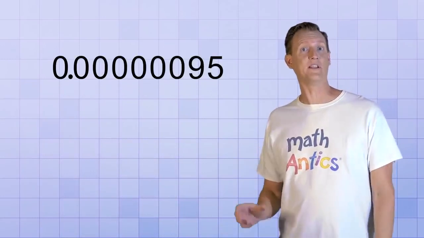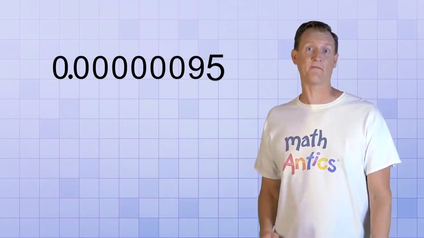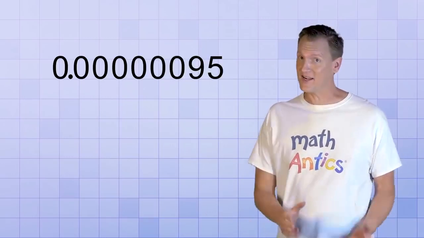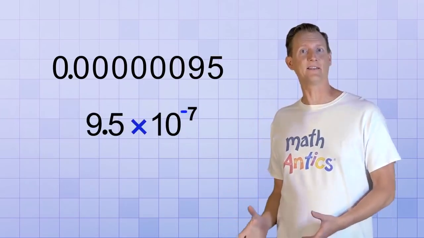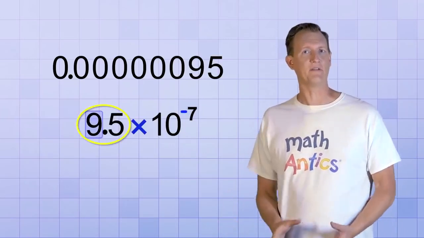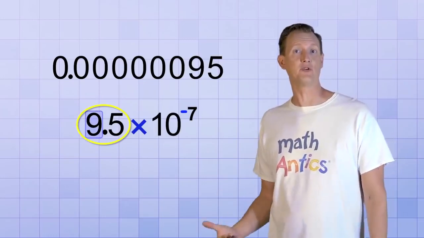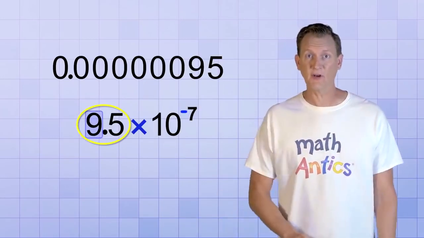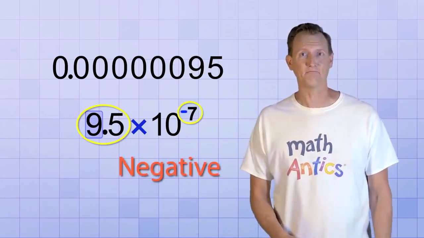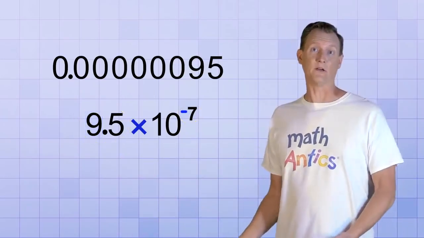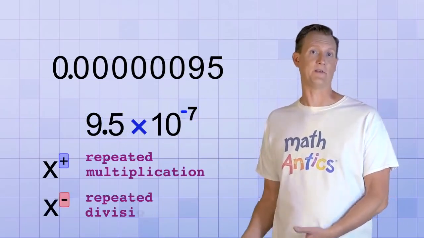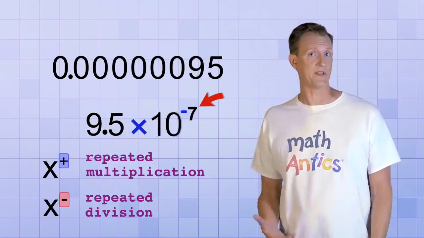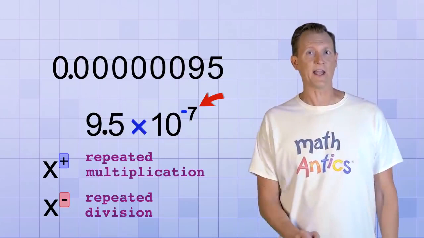For example, this number is really small, 0.000000095. It's much less than 1, but it's not 0. And here's the same number written in scientific notation. Again, it consists of a number that has only one digit to the left of the decimal point, which is being multiplied by 10 to a certain power. But do you notice anything different about the exponent? Yep, it's negative. So what does that mean? Well, the short answer is that positive exponents show repeated multiplication, while negative exponents show repeated division. And since this is a negative exponent with 10 as the base, it means to repeatedly divide by 10.